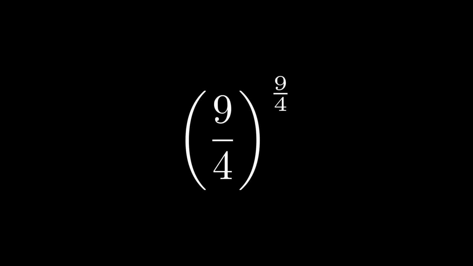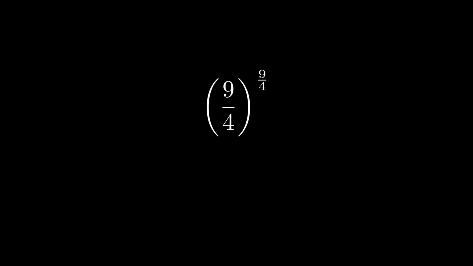9 over 4 is a number slightly above 2. But what happens when we take it to the power of itself? Let's try simplifying it as much as possible. We start out by noticing that 9 is 3 to the power of 2, and 4 is 2 to the power of 2. We can therefore take 2 out as their exponent.